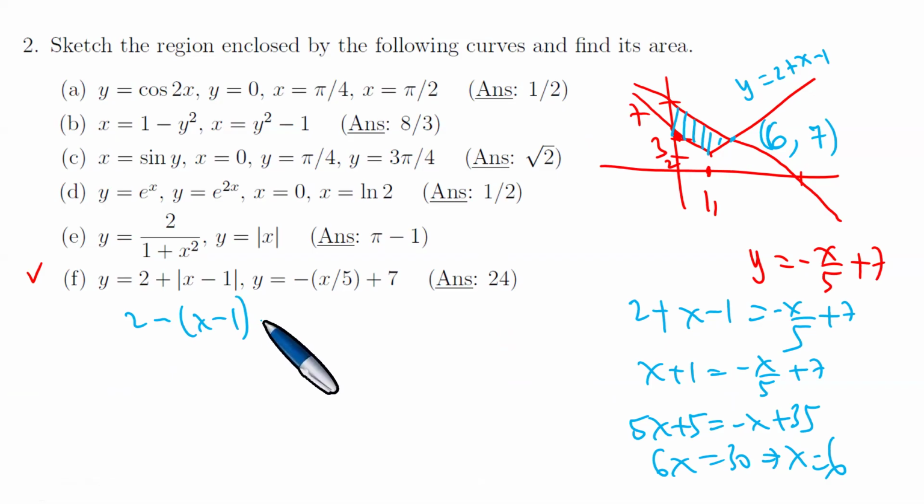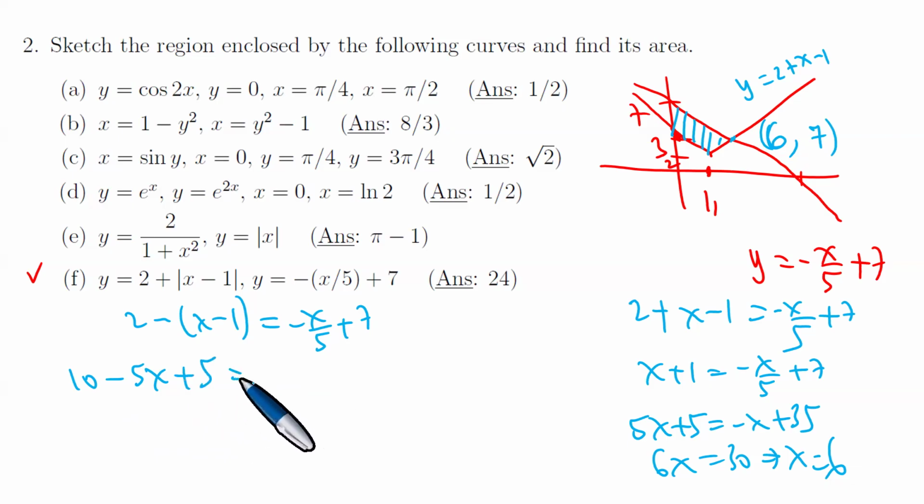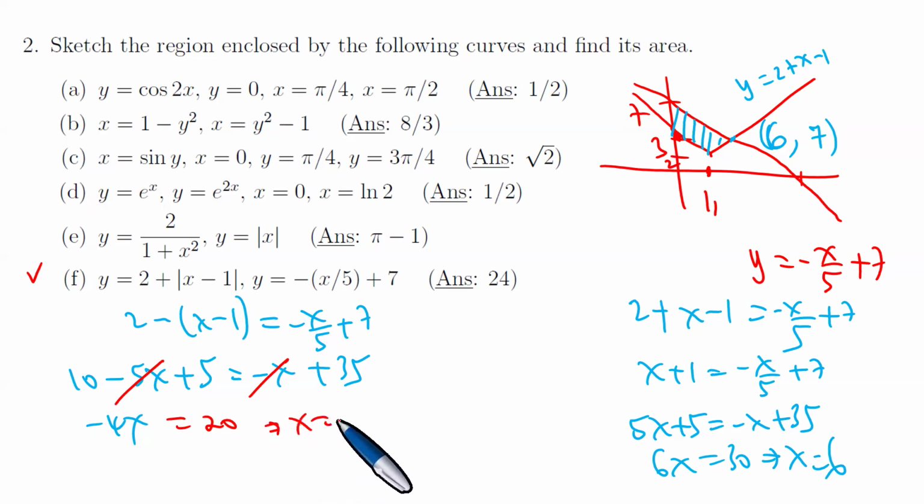2 minus x minus 1 is exactly equal to minus x out of 5 plus 7. Multiply it through by 5, which is 10 minus 5x plus 5, 35, which is minus 4x. So now this is 15. And then 35 minus 15 is 20. Which means x is minus 5.